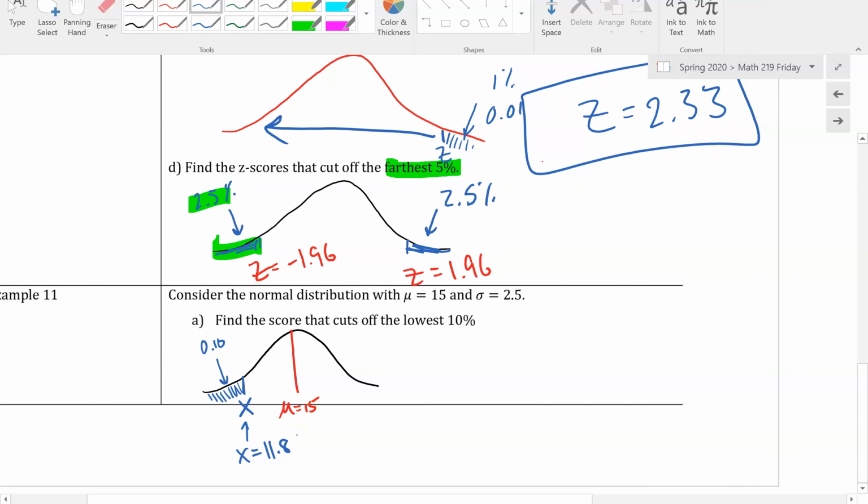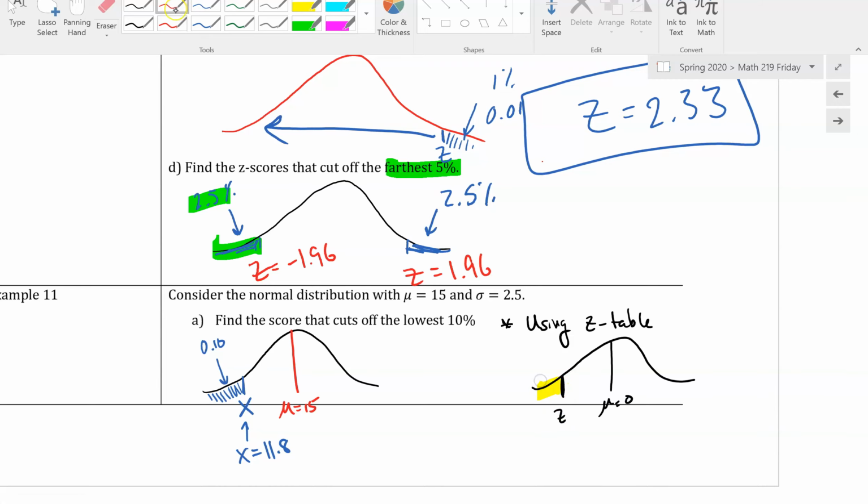Okay. If I wanted to do it by hand, or with a Z table, well, what I could do is I could say, okay, let's assume that I normalized this thing. I could say, what Z score gives you an area left to be 10%? I can find the Z score that gives me an area to the left to be 10%, and then I can convert the Z score back into a data value. I'll show you that.